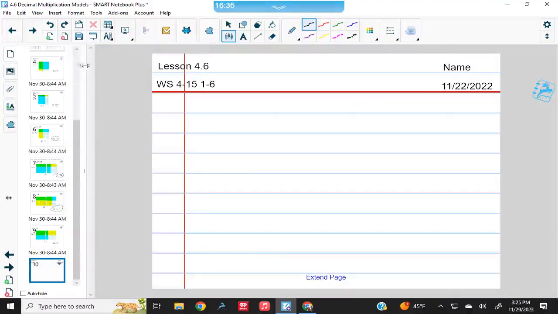So the homework tonight was a worksheet. It was 4-15. There were 6 questions, and then take a picture of it when you were done coloring your boxes.